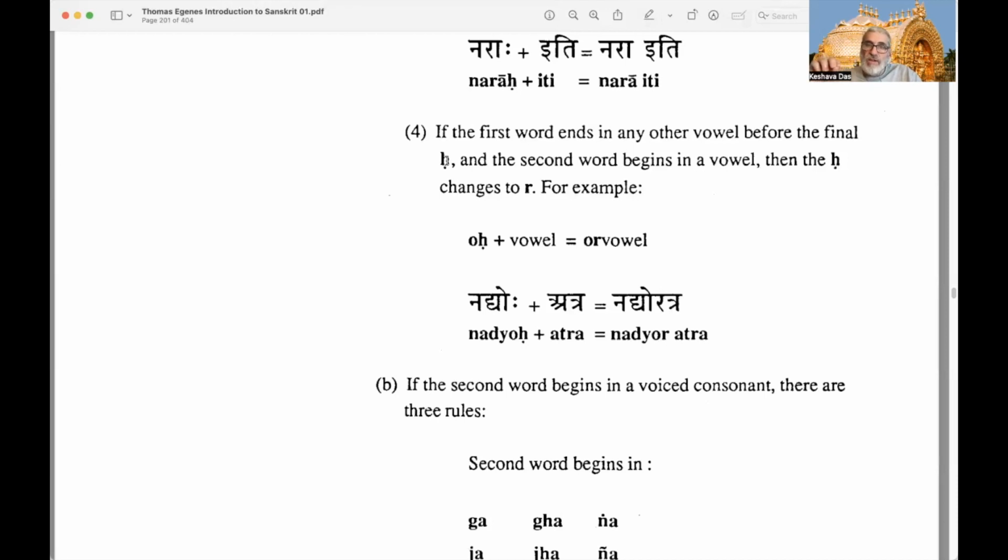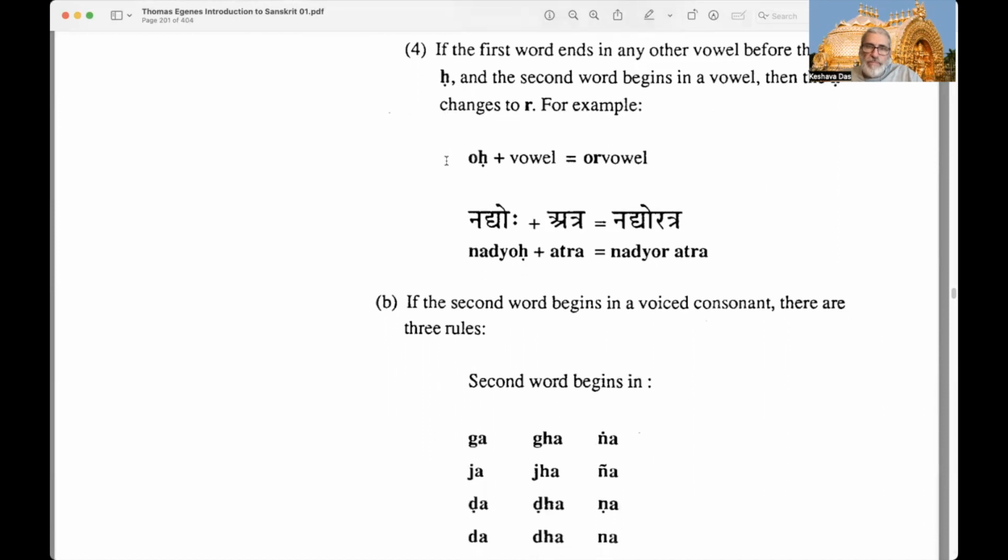then the Visarga changes to ra, which is called repa in Sanskrit. So we could say rakara or repa. It turns to the letter R, not re, ra, this consonant R. The Visarga turns to the consonant R. So here's an example in the Latin.